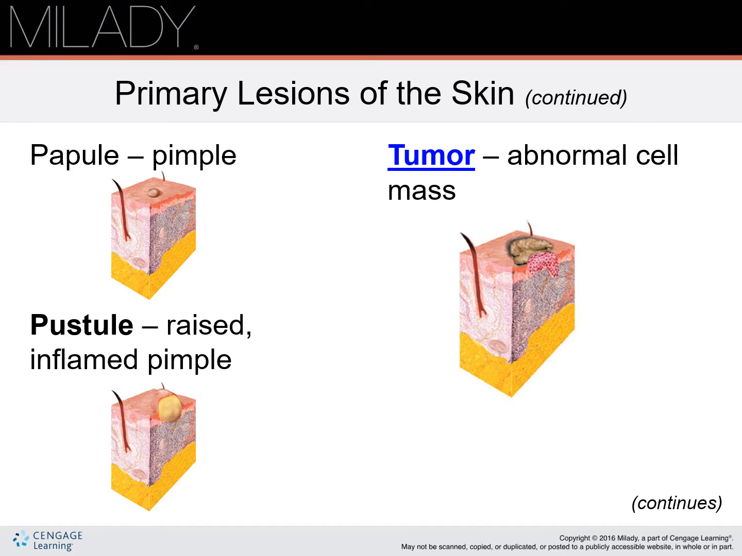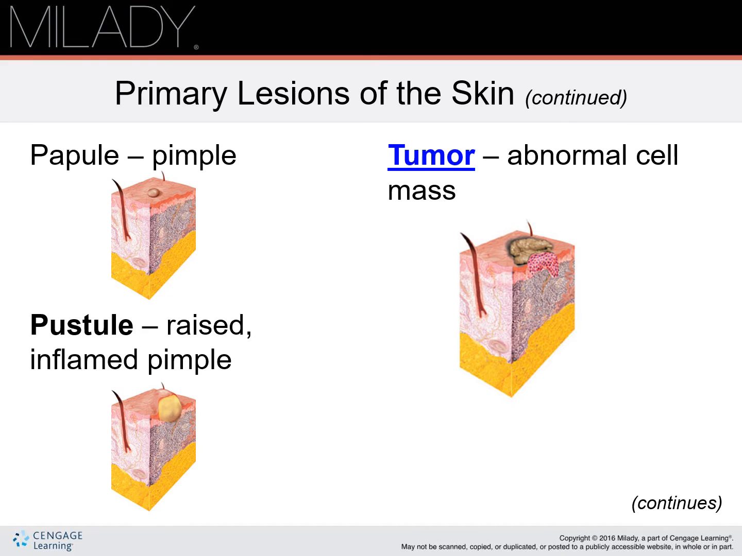More primary lesions include a papule. Okay, this is also known as a pimple. It is a small elevation on the skin that contains no fluid but may develop pus. Next up, we have a tumor. A tumor is an abnormal mass that may vary in size, shape, and color. Any type of abnormal mass, not always cancer, requires a medical referral.